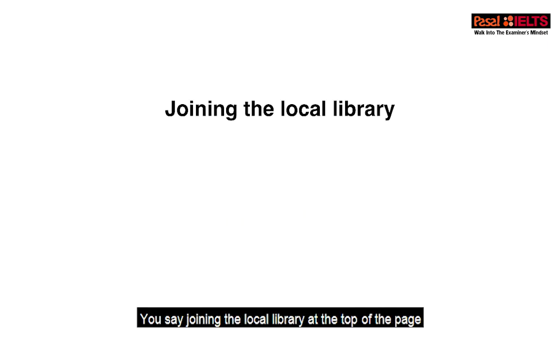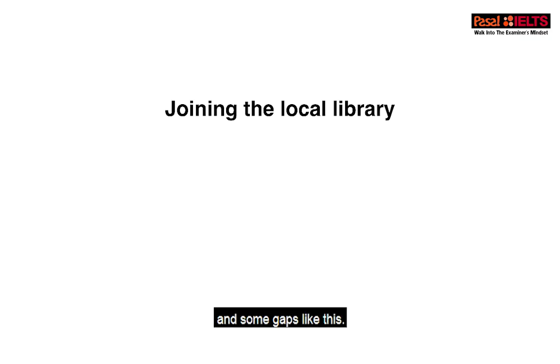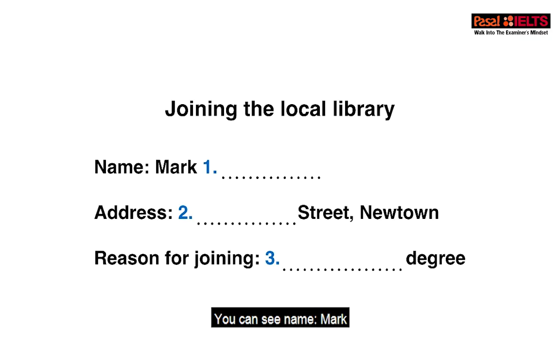You see joining the local library at the top of the page, and there will be some questions and some gaps like this. You can see name, mark, and then question 1, address, question 2, etc. I'm going to read the transcript for this exercise and you can try and fill in the gaps. In these gaps, let's say you're allowed to use one word and or a number only. So you can use a word or a number or a word and a number. Here's the recording. Listen now.